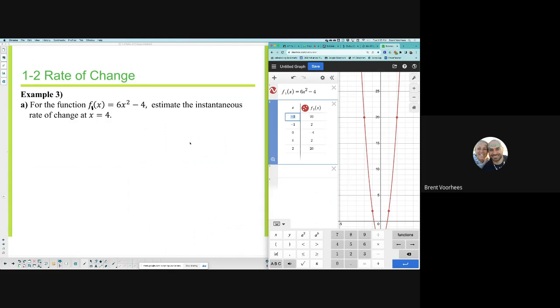Yes. Click that. It's first going to ask you where to start the table. What do you think you should choose? What does it say to look at? 4. Put a 4 there.